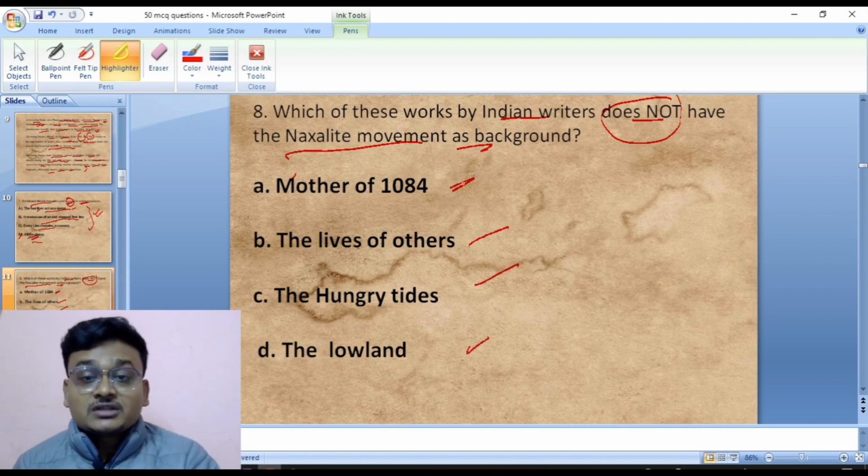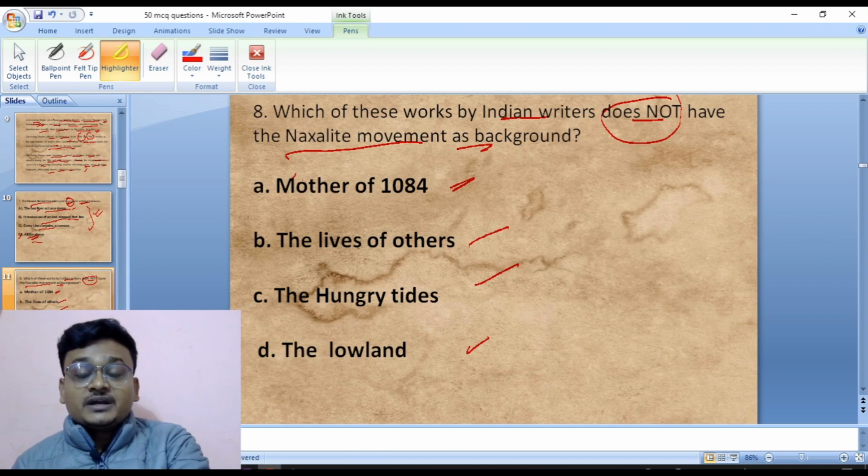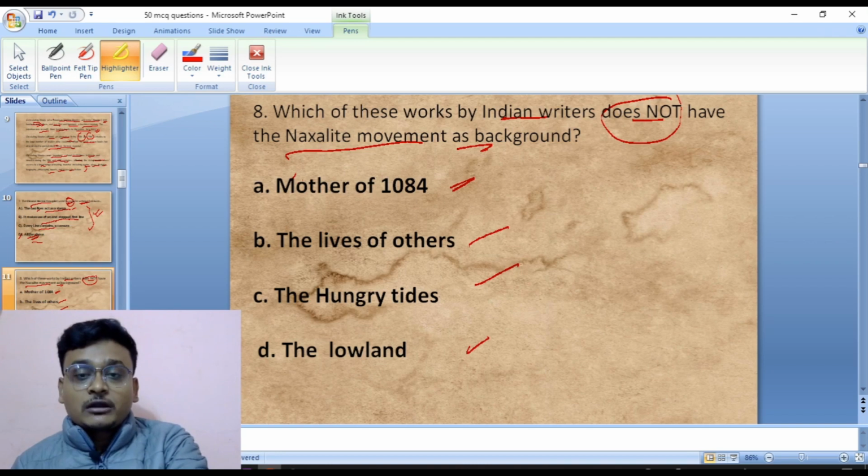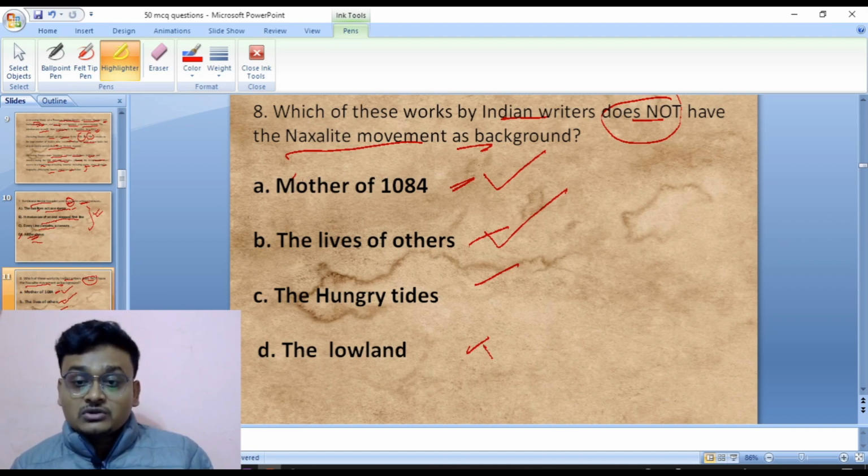Now Mother of 1084 was written by Mahasweta Devi. The Lives of Others was written by Neel Mukherjee. The Hungry Tides was written by the writer of The Shadow Lines, that is Amitav Ghosh, and the Lowland was written by Jhumpa Lahiri. So which of these works doesn't have the Naxalite movement? Mother of 1084 has the Naxalite movement. The Lives of Others also has the Naxalite background, and the Lowland also has the Naxalite movement.